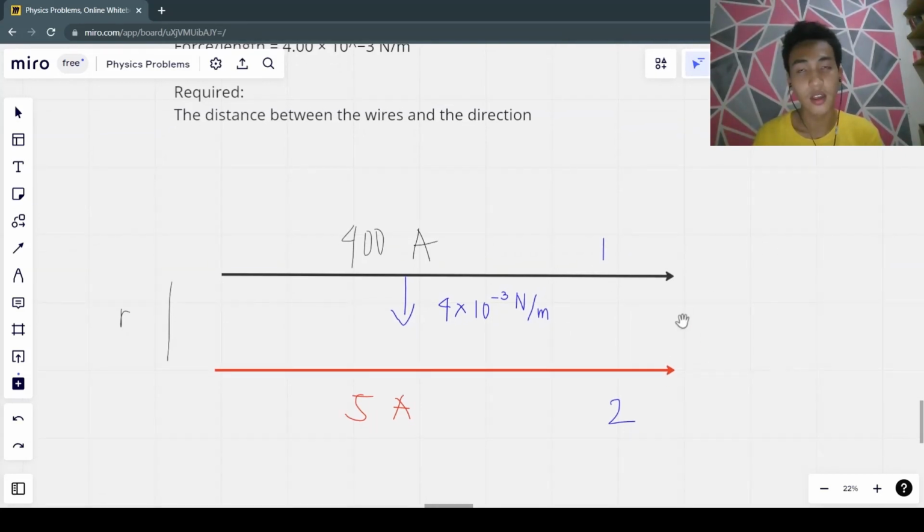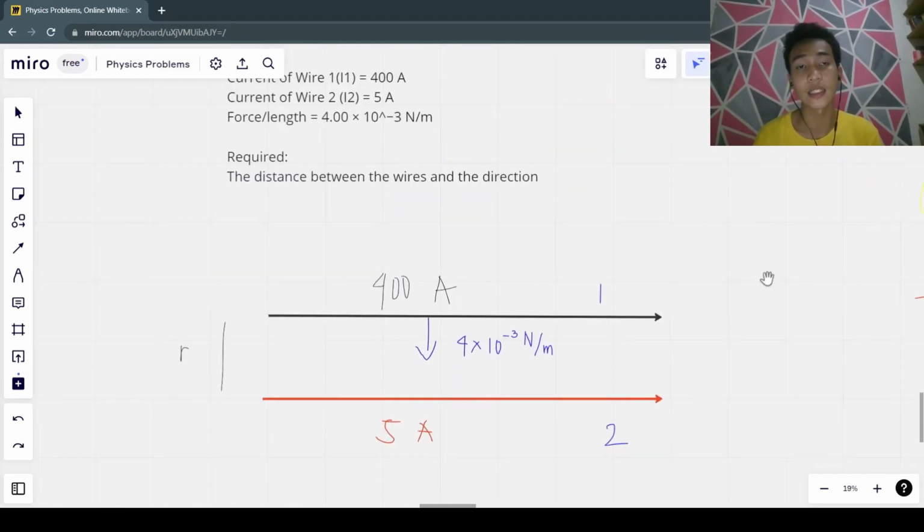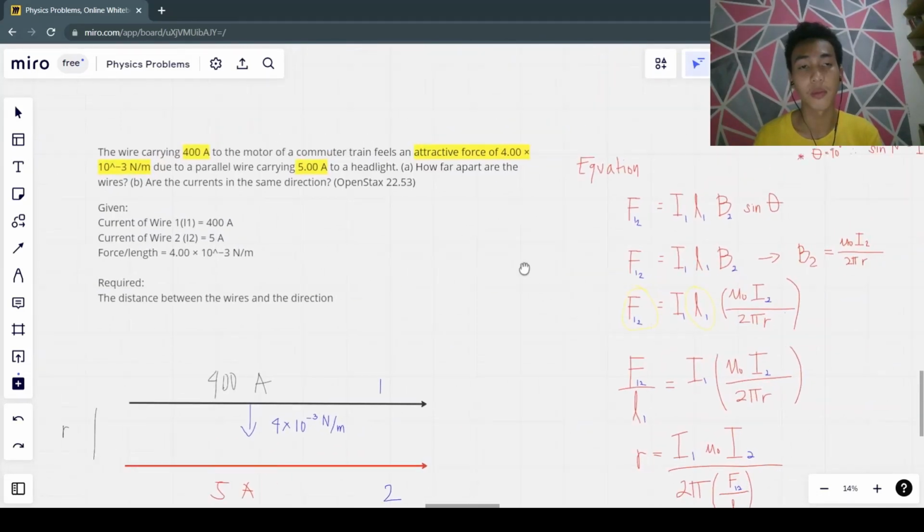So that's why makikita nyo yung direction ng current wire 1 is the same sa current wire 2. So hinahanap natin is yung distance between them. So this is the force of the wire 1 created by the magnetic field of the wire 2. So ginawa natin analysis in the previous problem.